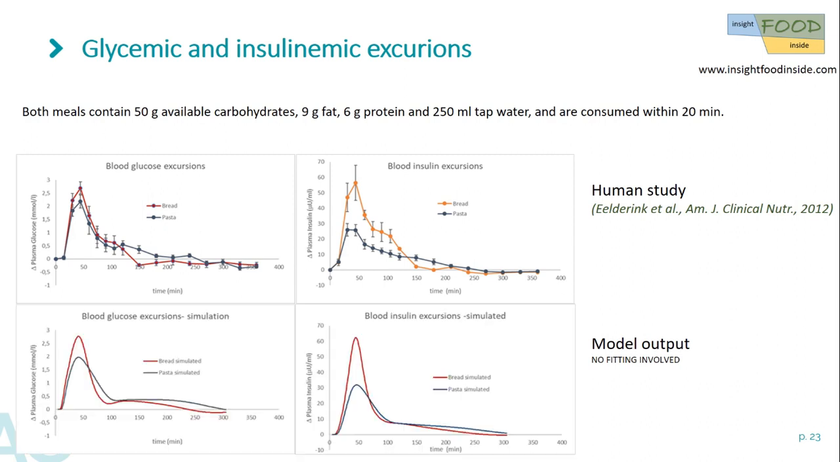And here are the results of the model. With no fitting, the model could nicely reproduce the trends observed in the in vivo data, just assuming that pasta has a longer oral and gastric retention time, and also because of lesser accessibility of starch in pasta compared to bread. This is just an example, but it shows you how powerful this type of modeling can be.